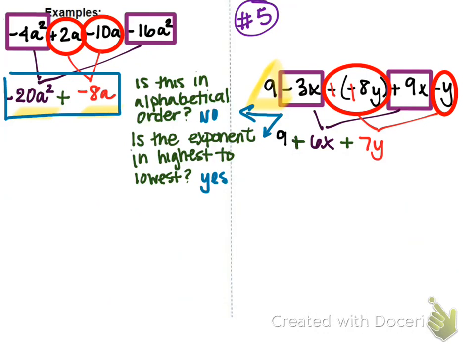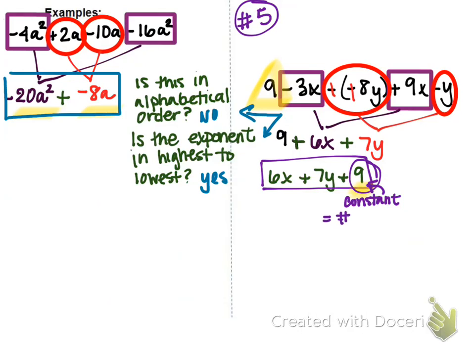I do find, though, that for the second question, the exponent is in the highest to lowest order because I don't have any exponents higher than 1. So I'm going to put my 6x first, and then the 7y, and then the 9 at the end. The 9 at the end is what we would consider a constant. Again, a constant is something that does not have a variable. So it's a number that doesn't have a variable.